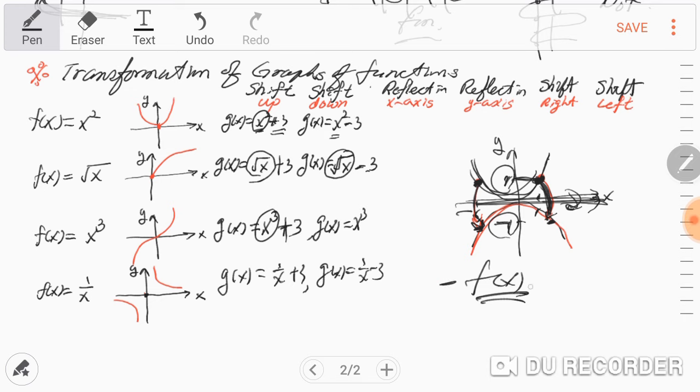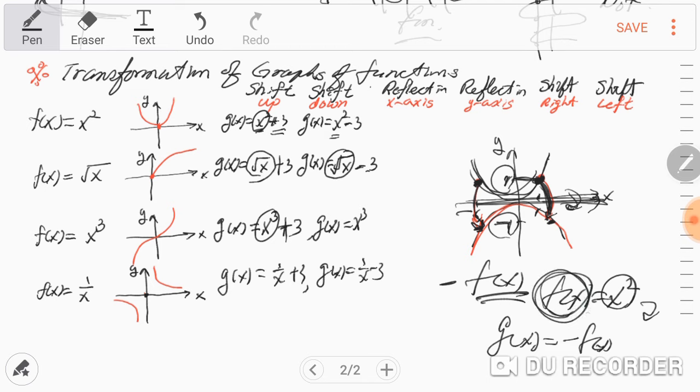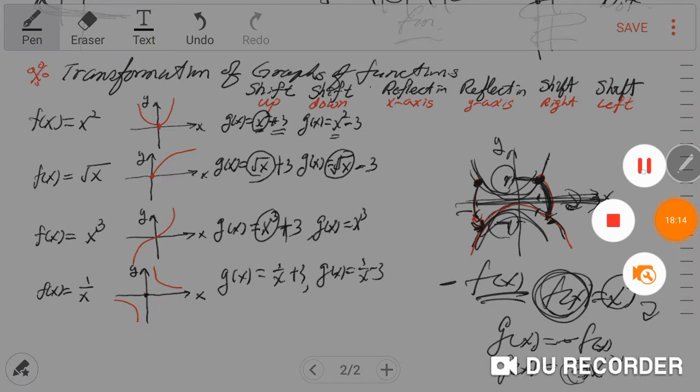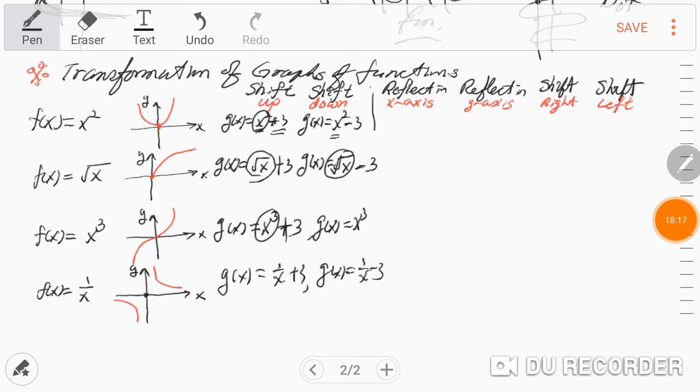So something like this. f of x equals x squared. Once you reflect across the x-axis, the new function will be negative f of x. The sign of the y value changes. So the new function g of x, which is the reflected function, is negative x squared. What you have to do is multiply the function by negative. So when we reflect the x squared function across the x-axis, the new function g of x will be, change the sign of this function, so negative x squared.